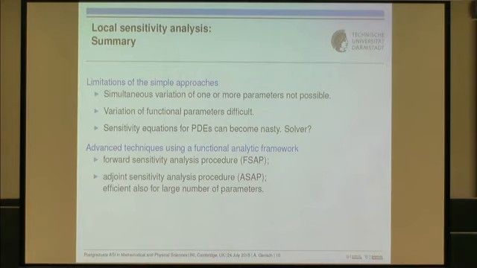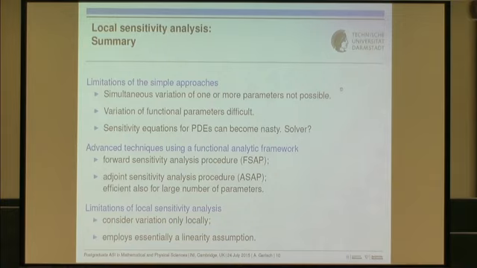There are advanced techniques which are working in a more functional analytic framework, and these are forward sensitivity analysis procedures or particular adjoint sensitivity analysis procedures. And this also becomes efficient for very large numbers of parameters because the problems you have to solve do not depend on the number of parameters anymore, but they depend on the complexity of your quantity of interest. Is this a scalar, a function, or something like this? So you can be much more efficient then.